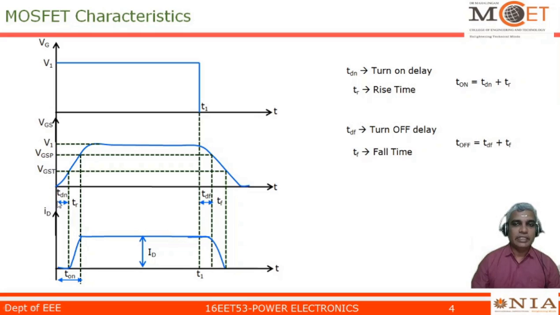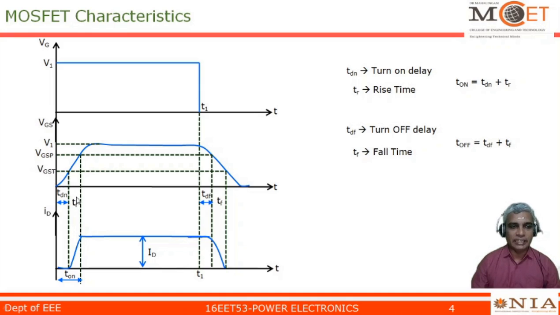At turn on, there is an initial turn on delay TDN, during which the internal capacitance of the device gets charged to a value called VGST, that is the gate to source threshold voltage. This TDN is called the turn on delay. During this turn on delay, the voltage VGS rises from 0 to VGST. The internal capacitance also gets charged to this value VGST.